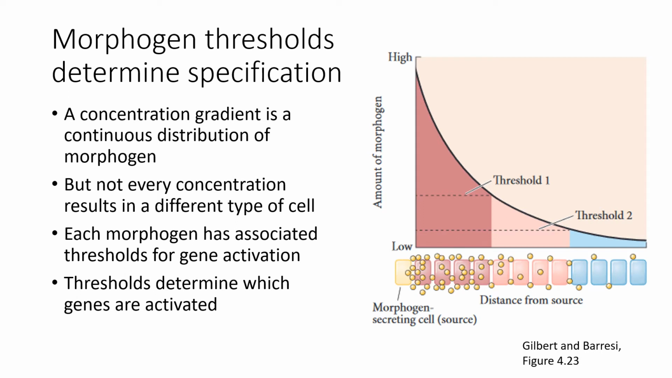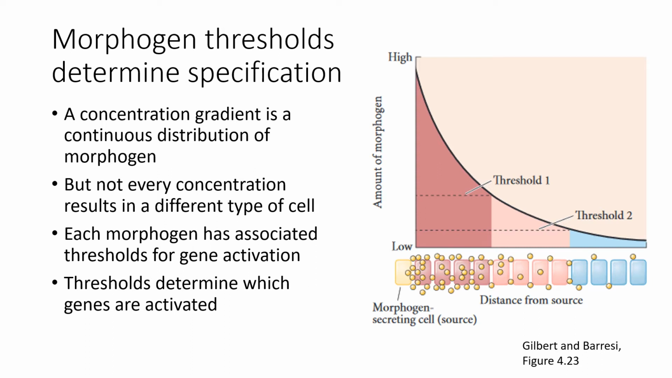Okay, so a concentration gradient is a continuous distribution of a morphogen. That means that there's a different concentration at each point along the curve, or at each distance away from the source of the morphogen in the field of cells. But not every value of concentration for a given morphogen results in a different type of cell. Then we would have hundreds or thousands of different types of cells all along the gradient from the morphogen. Instead, specific thresholds determine which genes are activated and which are inhibited by the morphogen.